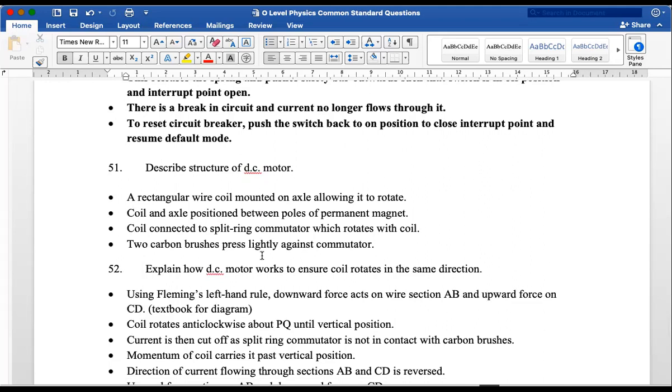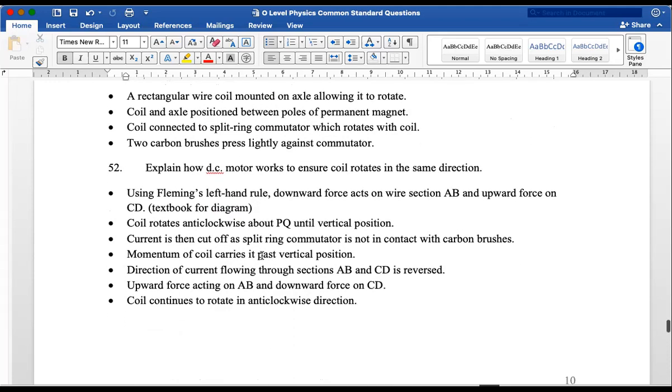Describe the structure of a DC motor. A rectangular wire coil is mounted on an axle, causing it to rotate. The coil and axle are positioned between the poles of a permanent magnet. The coil is connected to a split ring commutator, which rotates with the coil. Two carbon brushes press lightly against the commutator.